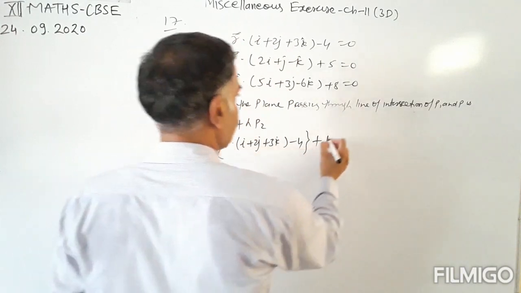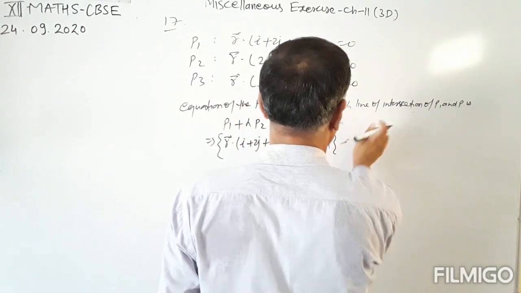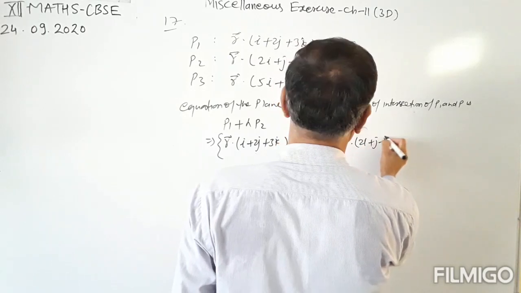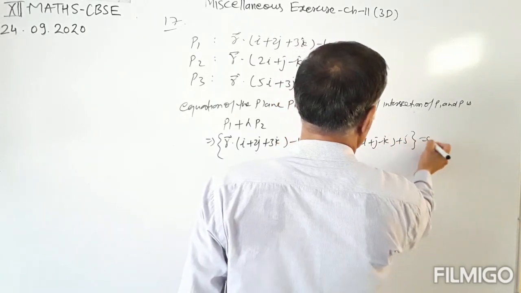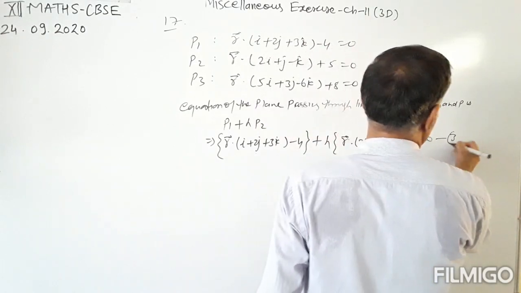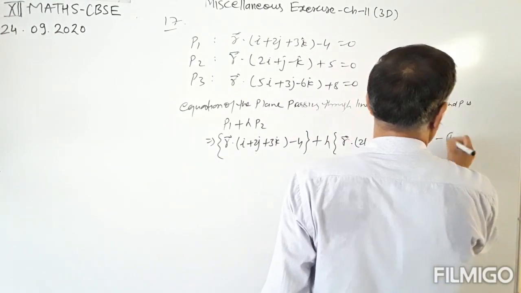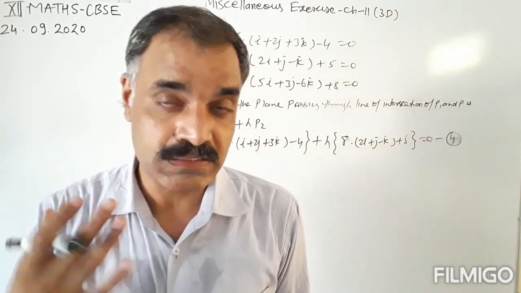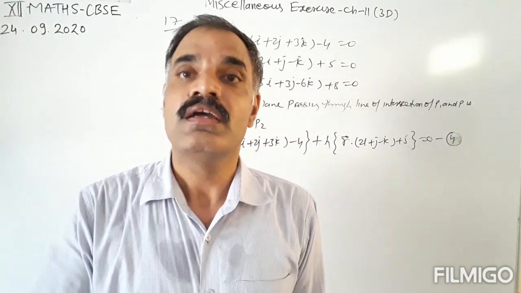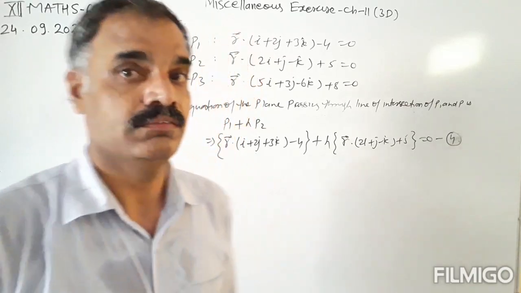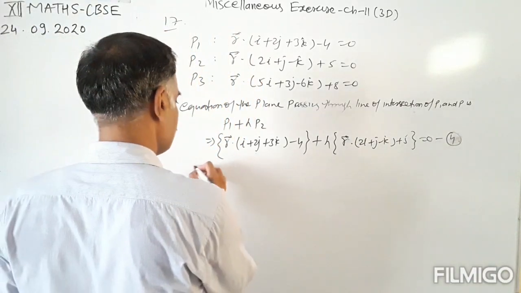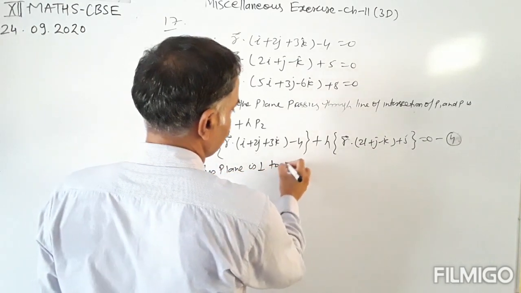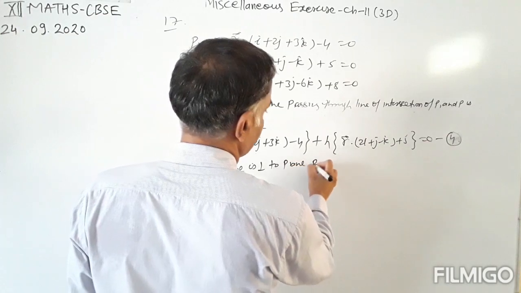into P2, that is r vector dot (2i cap plus j cap minus k cap) plus 5, equals 0. This is equation number 4. Now it is given that this equation number 4, this plane, is perpendicular to the given plane number 3. Now this plane is perpendicular to plane P3.